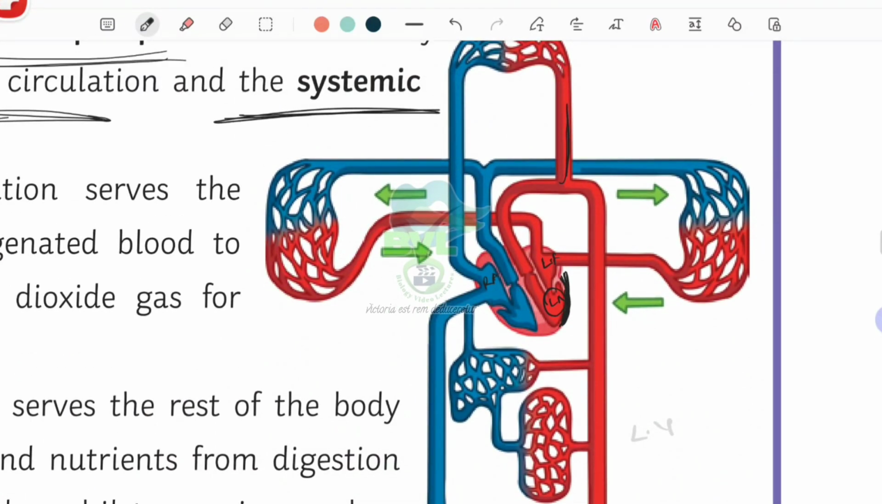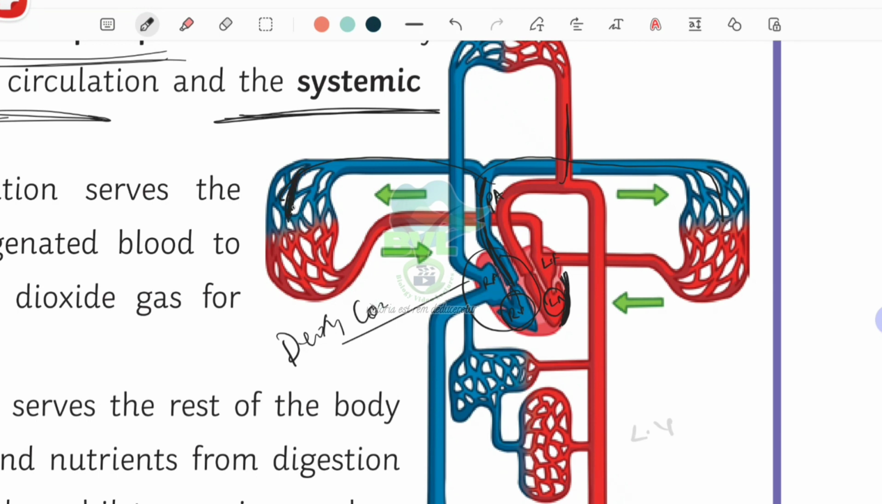The blood will move from the right ventricle, RV, and pass through the pulmonary artery, which is this one. This is PA, pulmonary artery. It goes to the left lung and right lung. So in the lungs, what does it do? Bear in mind that the right side of the heart is carrying what? Deoxygenated blood, which means blood rich in carbon dioxide.